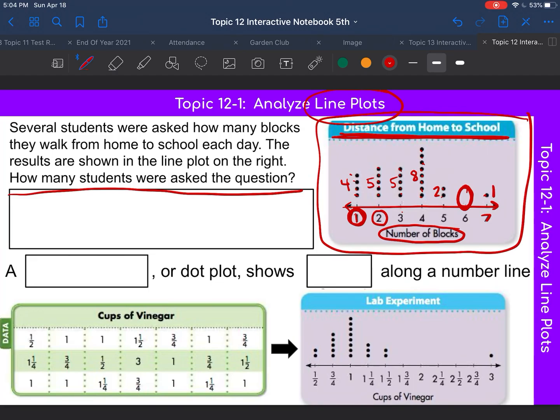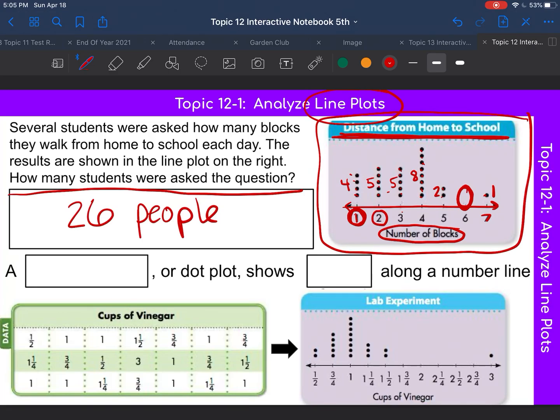Okay, so what they want to know is how many students were asked. Well, that means we have to count up all of the dots. So that's why I wrote the numbers next to them, because we can just add up all those numbers. So we have 10, 18, 19, 21, 22, 23, 24, 25, 26. So 26 people were surveyed, and we organized all that data on a line plot.